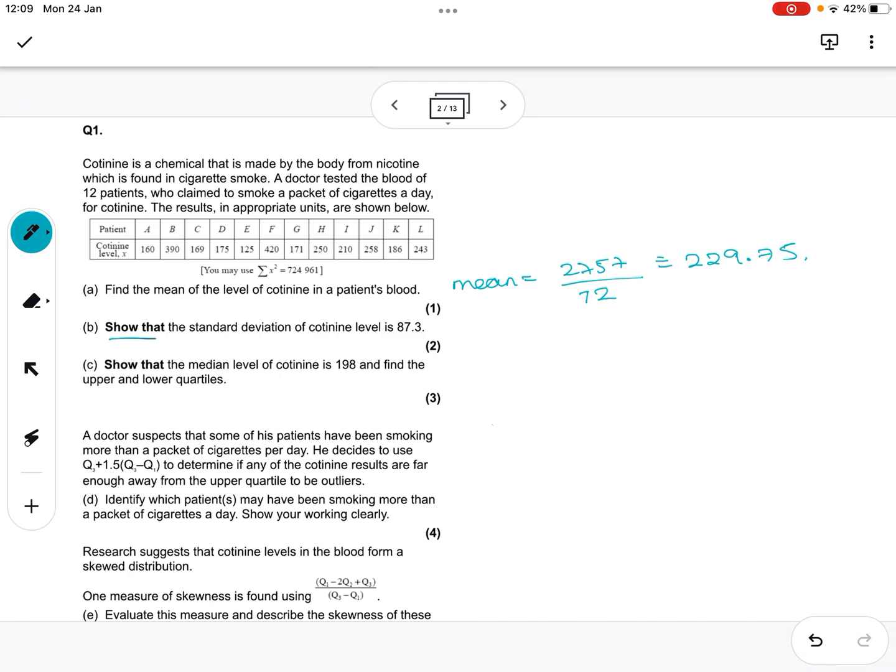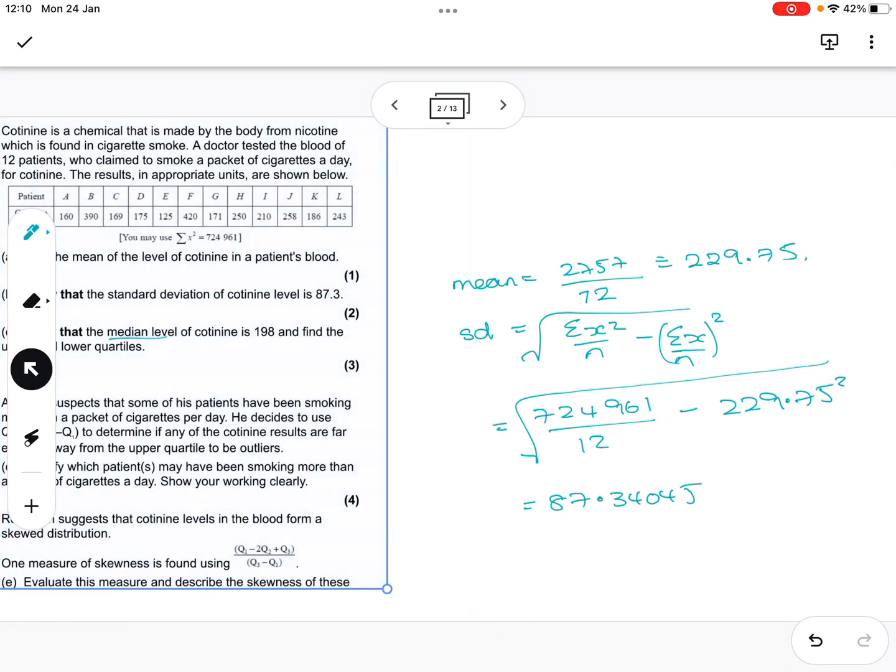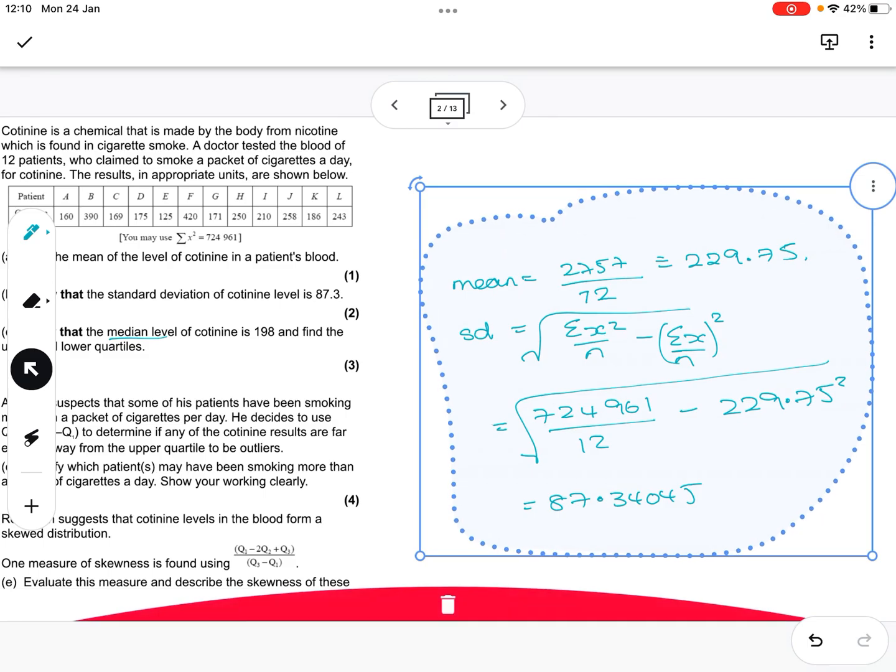Standard deviation, it says show that, so you need to actually use the standard deviation formula, which is the square root of the sum of x squared all over n minus the sum of x over n all squared, which is the mean. So you end up with 724961 all over 12 minus the mean, which is 229.75 squared, and then square rooted, which should give you an answer of 87.34045. Cool.